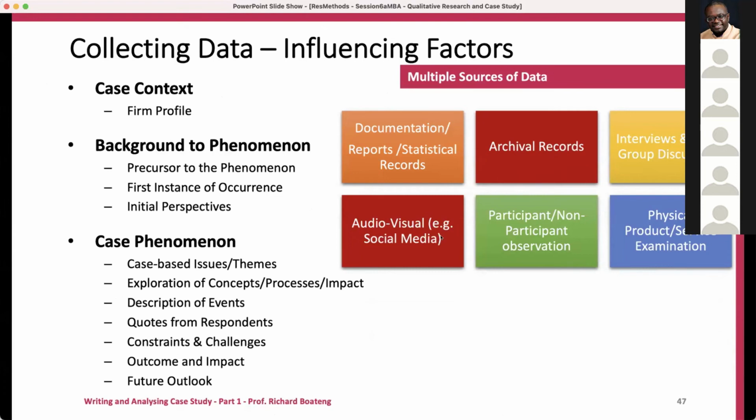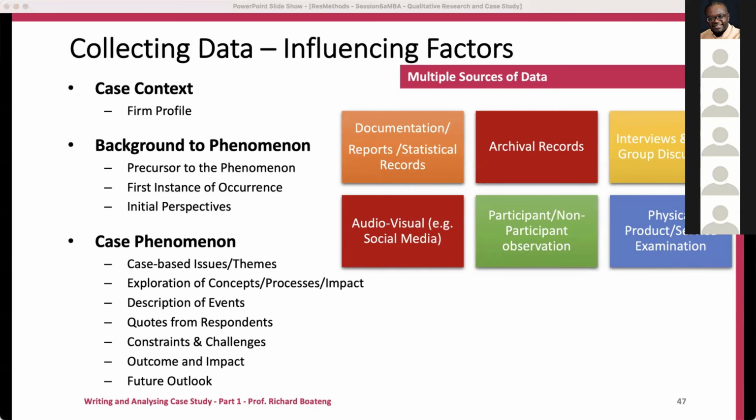But sometimes you have to transcribe them or describe what is in it. Participant or non-participant observation. And then physical product or service examination. Service examination is important. Sometimes it can be virtual. You can map out a service and try to look at the map of how something occurs.